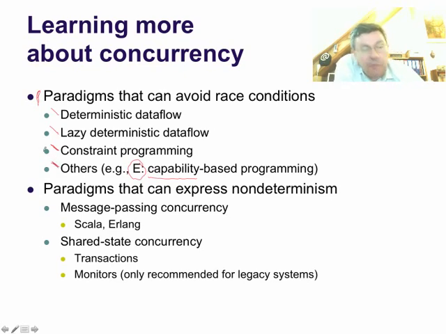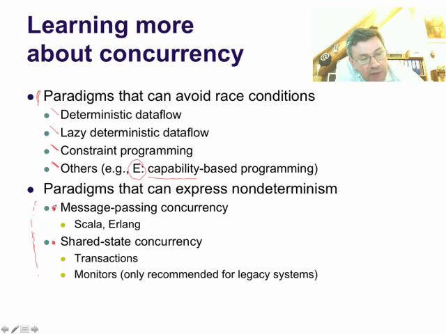That is also very strongly related to concurrency, deterministic concurrency. And in addition, we also have paradigms that can express non-determinism. They are the message passing paradigms and the shared state paradigms. These are the two main families of languages and approaches for doing concurrent programming.